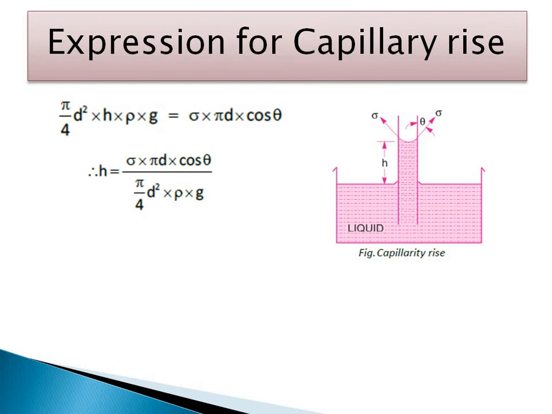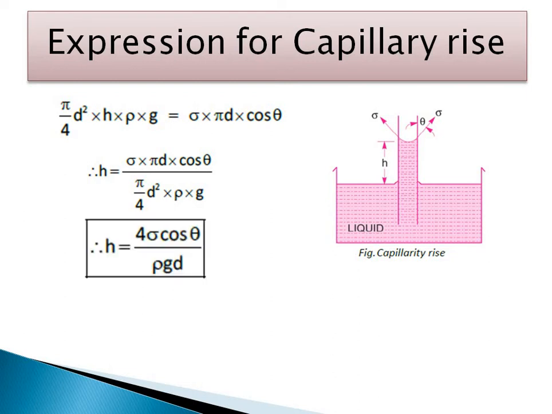By considering equilibrium conditions, pi by 4 d square into h into rho into g is equal to sigma into pi d into cos theta. So h can be given as sigma into pi d into cos theta divided by pi by 4 d square into rho g. So pi will get cancelled, 4 will go to the upper side, so h can be given as 4 times sigma cos theta divided by rho g d.